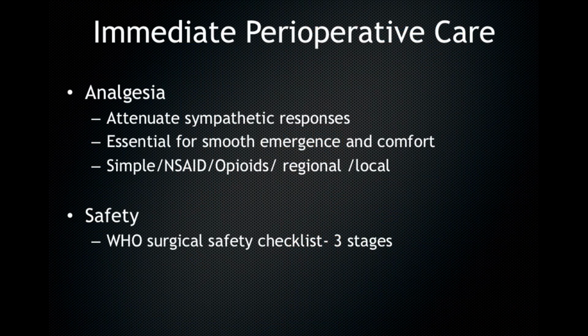There are several issues about the immediate perioperative care. Analgesia, or pain relief, reduces the sympathetic response, i.e. the heart rate rises, the blood pressure rises, and the respiratory rate rises if the patient's breathing spontaneously. Of course, analgesia is a humanitarian, a kind thing to do for a patient, and will allow smooth emergence and a comfortable state in the recovery period. We think about analgesia in a normal way, so we think about simple, non-steroidal and opioid, the ladder of analgesia, and we may have regional or local analgesia as well.